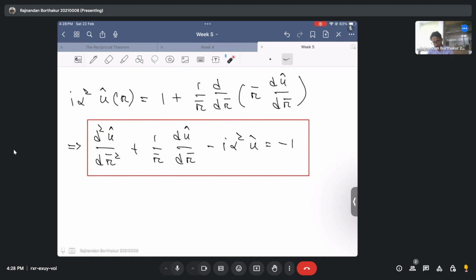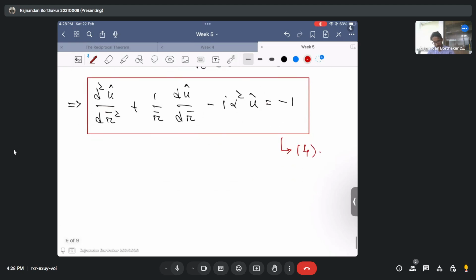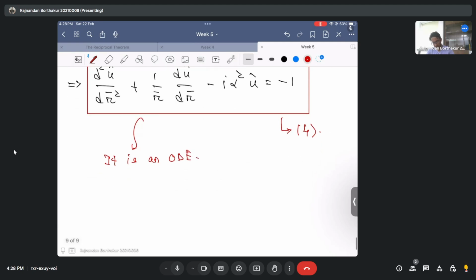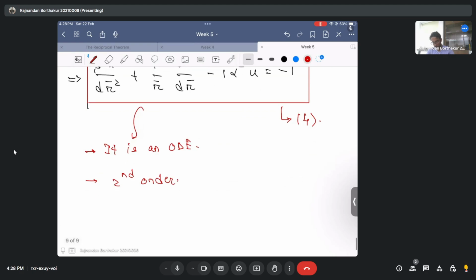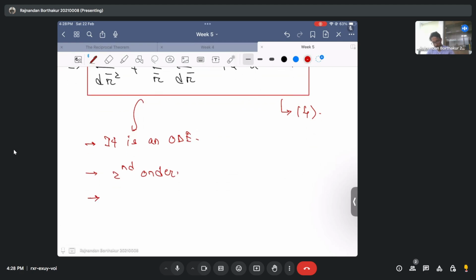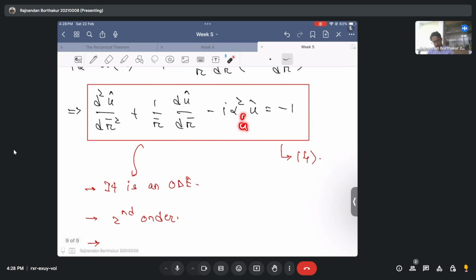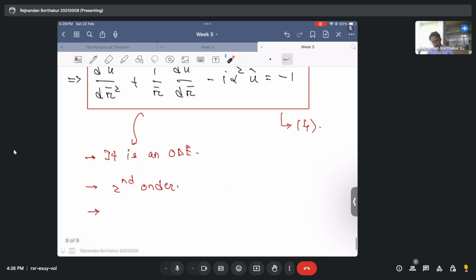And you need to realize that this ODE, so basically this is equation 4, is an ODE first of all, and it is second order. More importantly, it is non-homogeneous, because u hat equal to 0 is not a solution of this ODE. So it's non-homogeneous.